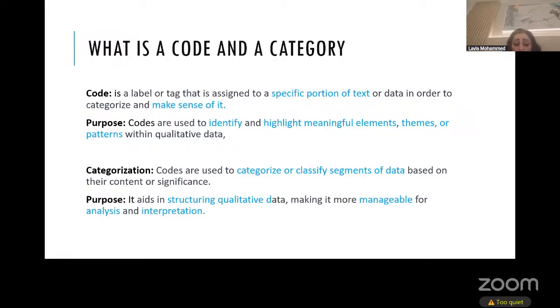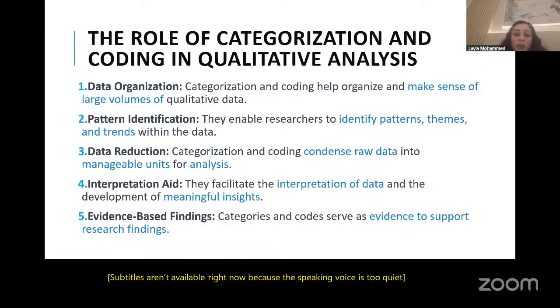So categorization here: codes are used to categorize or classify segments of data based on their content or significance. We do this to make it more manageable for the analysis, because imagine you've done 10, 20 interviews, each one lasts 45 minutes. That is a lot of text. Because of that, you're going to end up with potentially hundreds or thousands of codes. Then we have to condense these into fewer words that can consolidate this large amount of text. Overall, we're trying to make meaning of our research.